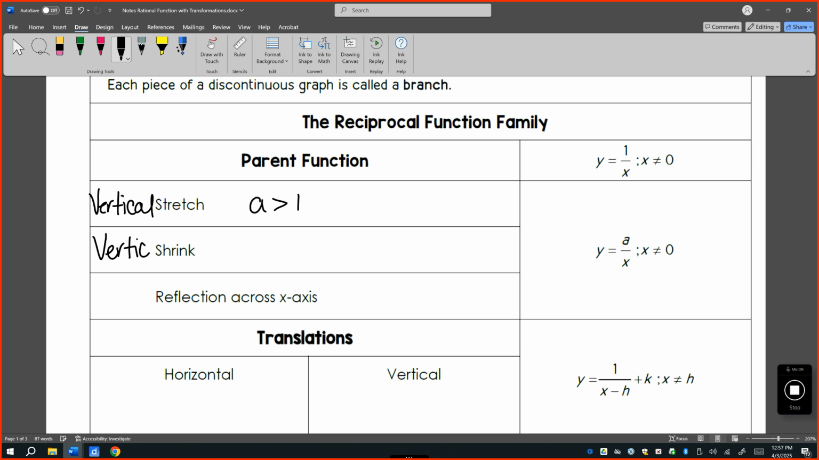Vertical shrink, or in other words, a compression. You know that more as a compression. That is when your A is in between 0 and 1. It's a fraction in between 0 and 1. And then we have reflection across the x-axis. That's when your A is less than 0, or in other words, negative. Right? This is all review. This is all the same stuff. Okay?